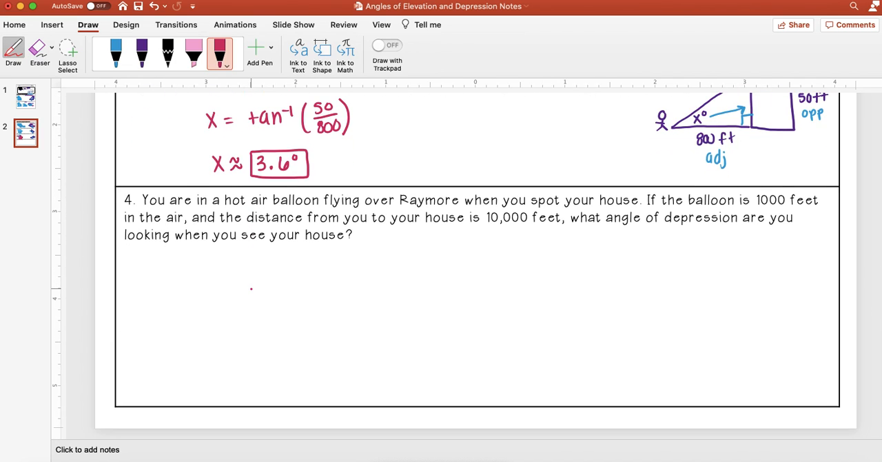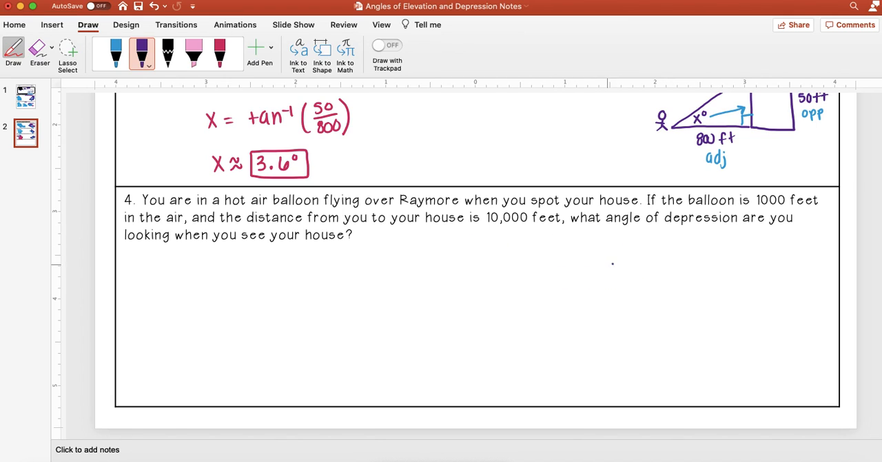Okay, let's try another one. So this one says, you're in a hot air balloon flying over Raymore when you spot your house. If the balloon is 1,000 feet in the air and the distance from you to your house is 10,000 feet, what angle of depression are you looking when you see your house?